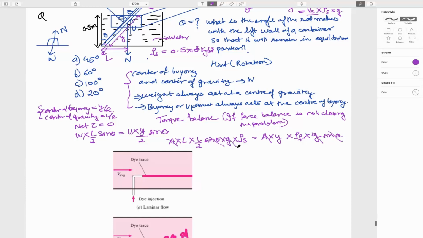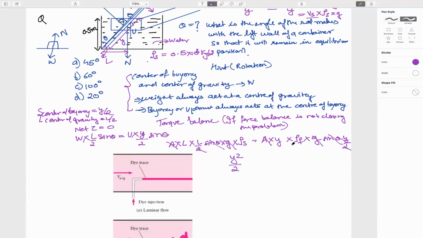G will cancel. What we get is, here 1 by y is there, and 1 by 2 is here. 2 is also cancelled. So y square by 2, so that is 1, that is 0.5. So that is y square is equal to L square into 0.5 into 10 to the power 3. And for density of fluid, that is also 10 to the power 3.